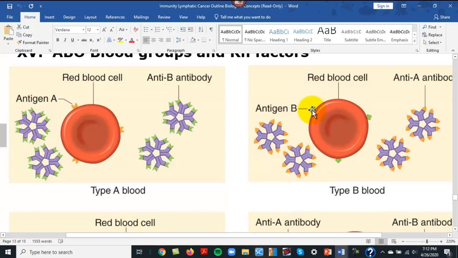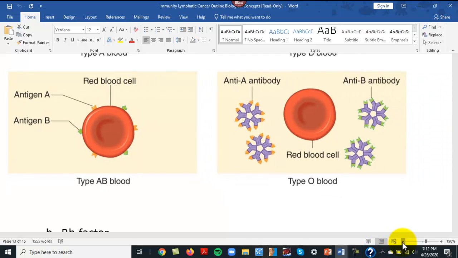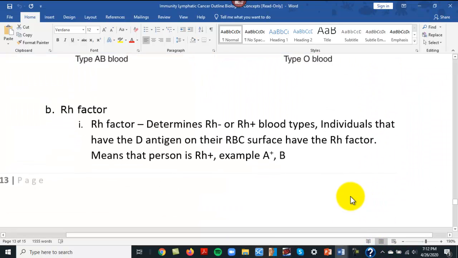Type B, see the shape of the antigen, see how these antibody ends are shaped? They'll go up and attach right there, and you'll have clumping. And like I said, type O has both. So that's what you're trying to avoid.